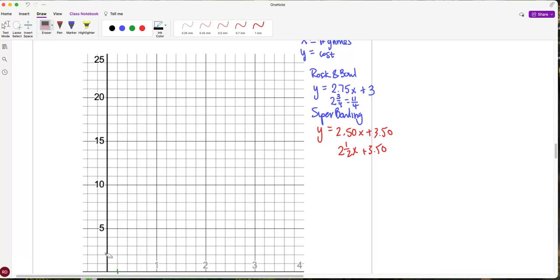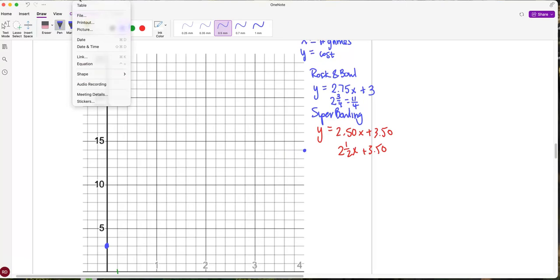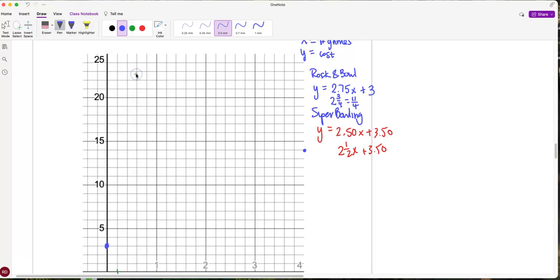So the first one, the intercept is at 3. And then it's 11/4. So if I go up 11, I'm at 3 plus 11 is 14, and then I go over 4, which is right here. Actually it is right there on the 4. And I'm going to connect these dots.